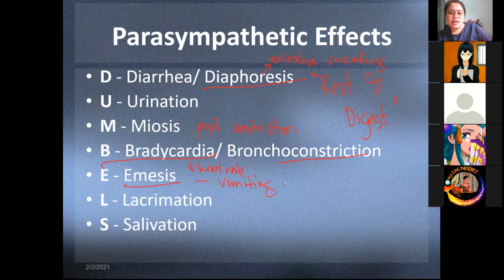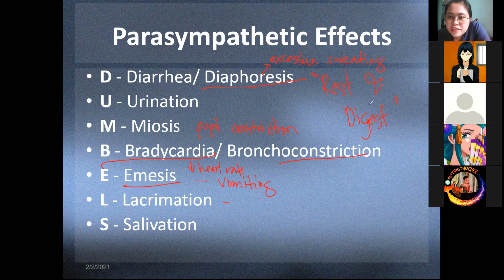So that's the effect of emesis. And then we have lacrimation, the production of tears. Magluha-luha ka. And the last one is salivation. Now, that's the dumbbells. Maugid ni siya ang effect ni acetylcholine in the body.